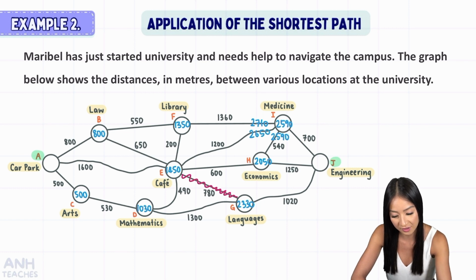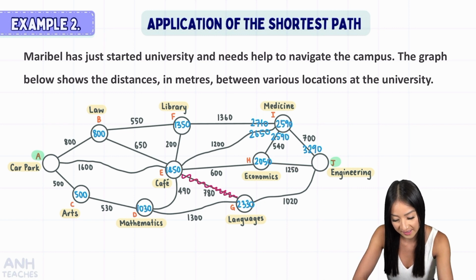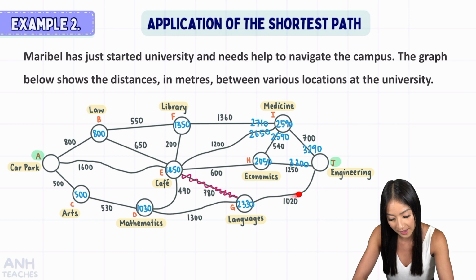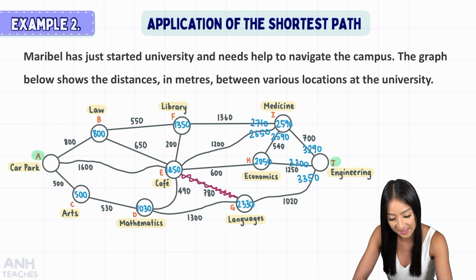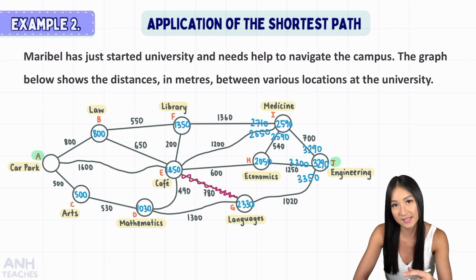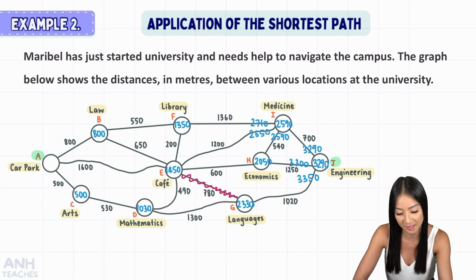And finally, to vertex J, I've got 2,590 plus 700, that's 3,290. Next, I've got 2,050 plus 1,250, that is 3,300. And then I've got 2,330 plus 1,020. That's 3,350. So my minimum distance is now 3,290, and let's backtrack to figure out the shortest path.